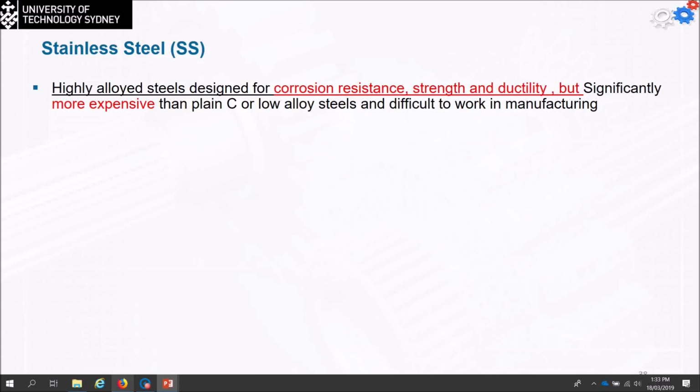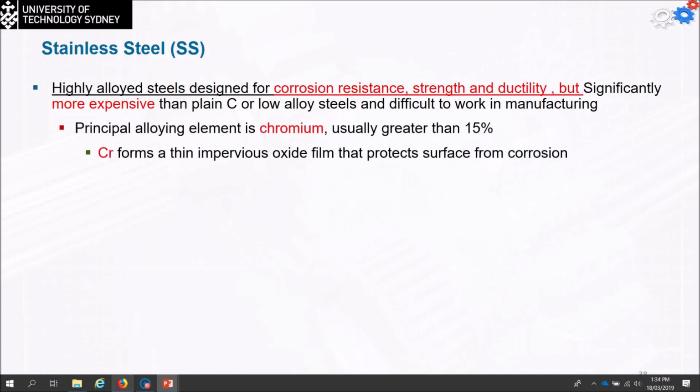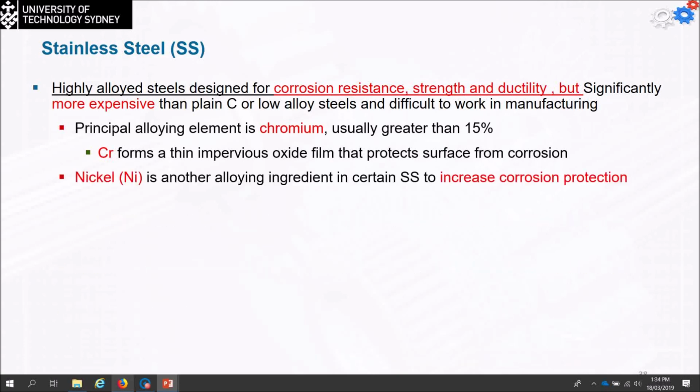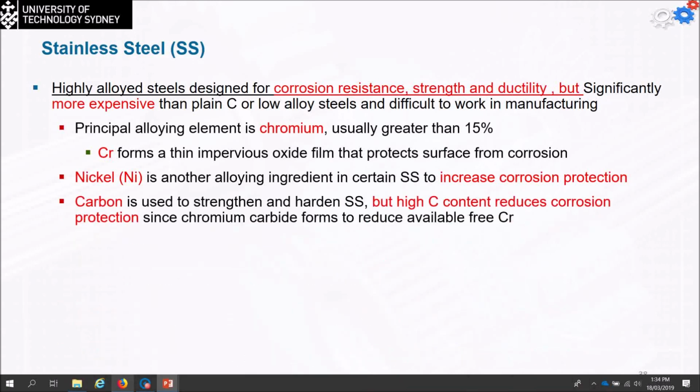The principal alloying element is going to be the chromium, and usually it's going to be greater than 15% by weight. The nickel is also applied as another alloying ingredient in certain stainless steels to increase the corrosion protection. The carbon is used to strengthen the hardness of the stainless steel, but high carbon simply reduces the corrosion protection, because they corrode since they have carbon in it. The chromium carbide forms and reduces the available free chromium in the mixture.